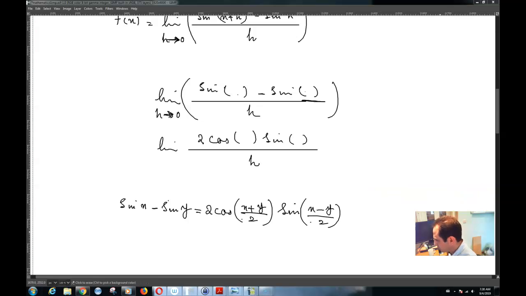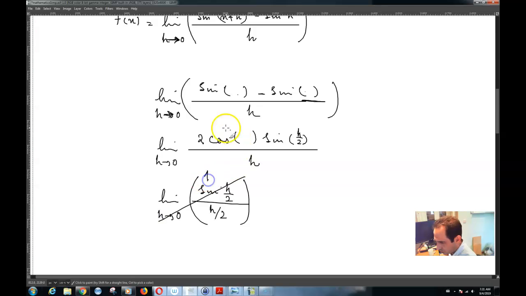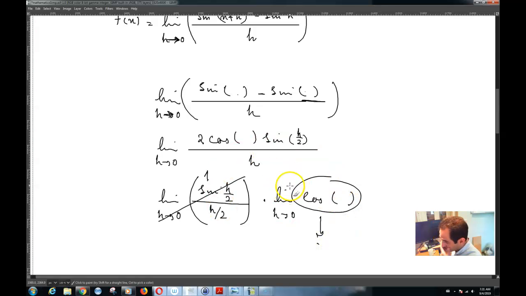And usually what that gave us was h divided by 2, and then sine of h divided by 2. Then we used this 2 over here, and we wrote this as the limit of sine of h divided by 2, divided by h divided by 2, as h tends to 0, and that is equal to 1. Then that times cos of some angle as h tends to 0, and in the limit we got some answer over here. So that's how we solve this kind of problem.